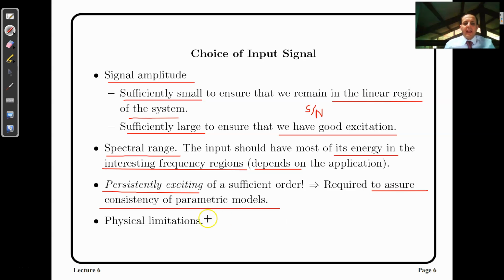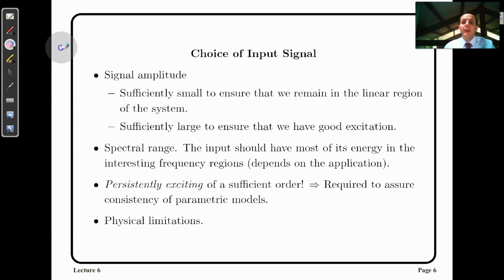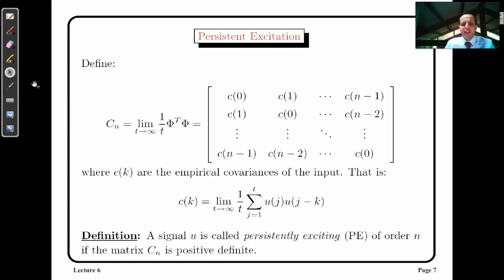Of course, we can have physical limitations depending on the process that we are considering. For example, in some cases, you cannot inject your own input signal because it's impossible. For real processes, you cannot decide the input that you inject into your process. So you need to work with the signals that are automatically generated.